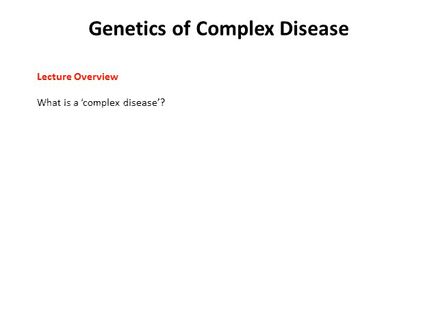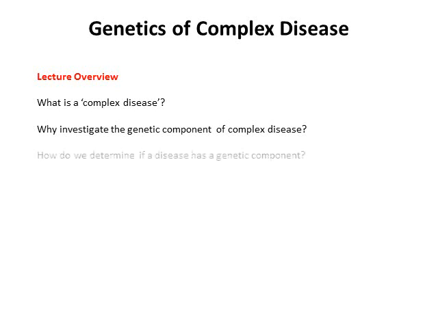So we'll start by discussing what exactly a complex disease is, what I mean by complex disease. I'll give you some examples of those, and then ask the question, why are we interested in trying to investigate the genetic component of these particular diseases? What do we hope to benefit and gain from understanding more about the genetics of these complex disease traits?